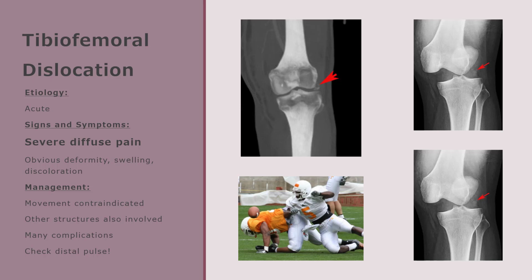Dislocation will typically cause a deformity that is clinically obvious. However, some dislocations will spontaneously reduce before medical evaluation. In such cases, the knee will remain very swollen and grossly unstable. Fullness in the popliteal fossa, or the back of the knee, suggests a hematoma or popliteal artery injury.